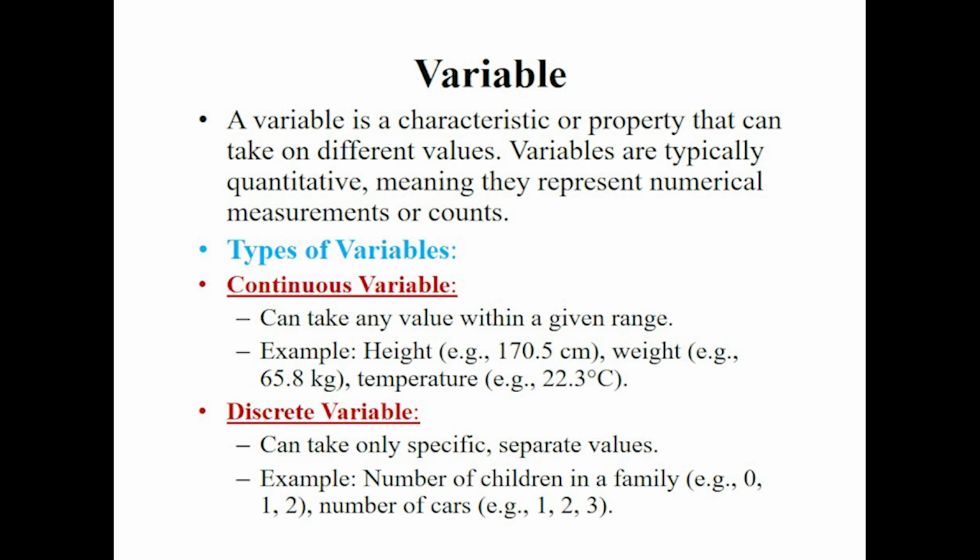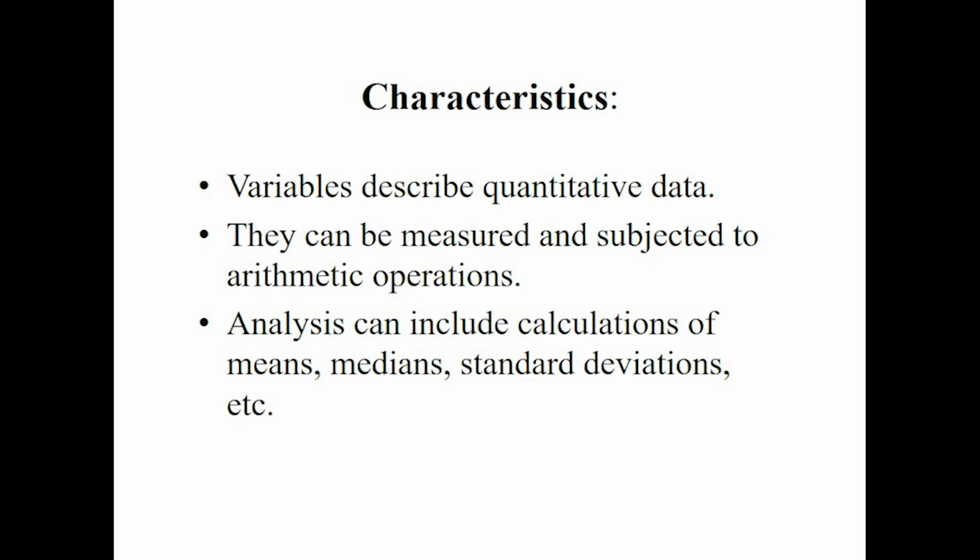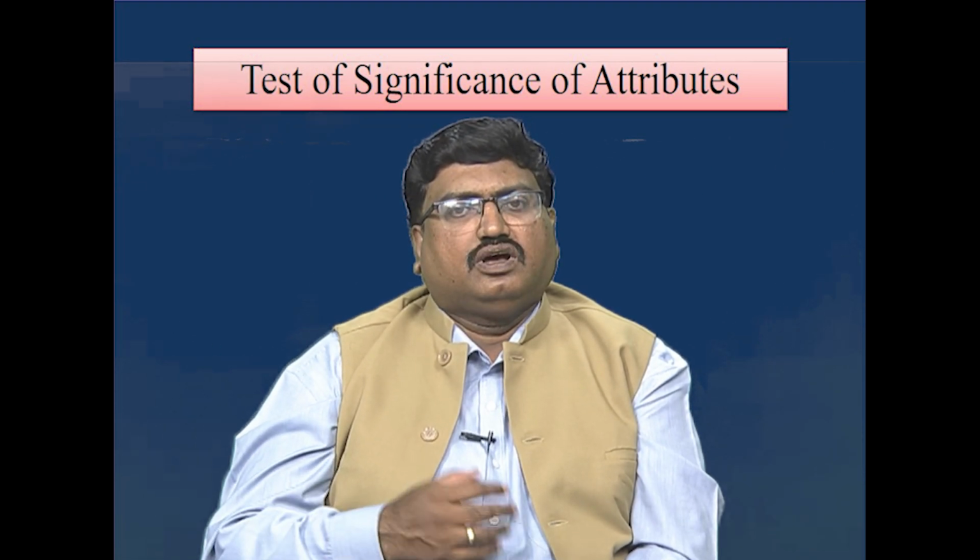Now, discrete variables can take only specific separate values, like the number of children in the family. It can be 0, 1, 2, 3. Number of cars on the road can be any number, but it can't be represented in decimals. Now, what are the characteristics of variables? Variables describe quantitative data. They can be measured and subjected to arithmetic operations. So, analysis like calculation of mean, median, standard deviation and all other kinds of calculations are possible when you talk about a variable, but not with an attribute.